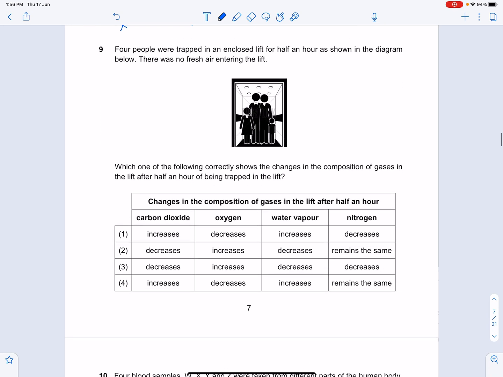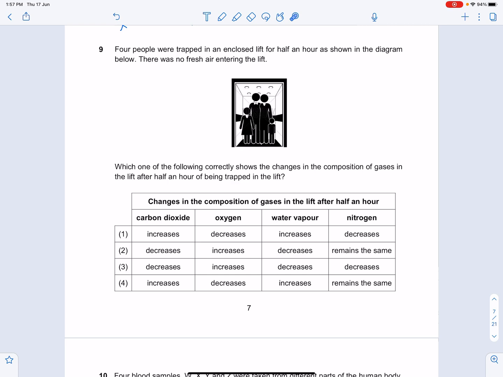Moving on to question 9. Four people were trapped in an enclosed lift for half an hour, as shown in the diagram. There was no fresh air. Things like air tell me this is probably a question on respiration. Which of the following shows the changes in the composition of gases in the lift after half an hour of being trapped? So this has to do with respiration.